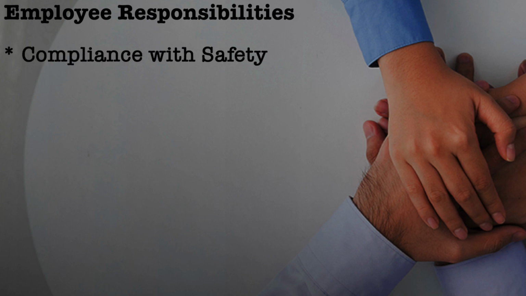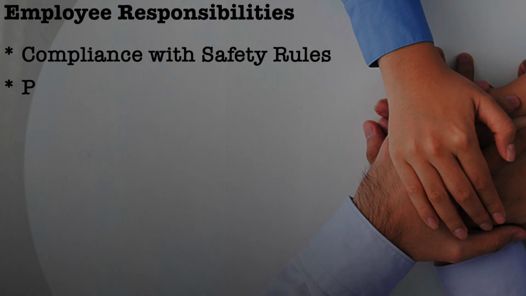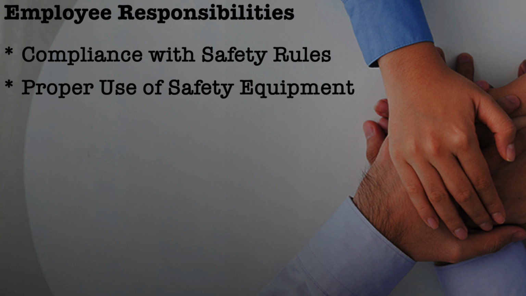Next, we will see the employee responsibilities. First one is compliance with the safety rules. Employees are legally obligated to follow safety rules and procedures established by their employer. Second one is proper use of safety equipment. It's the employee's responsibility to use safety equipment or personal protective equipment or gear as instructed by the employer.